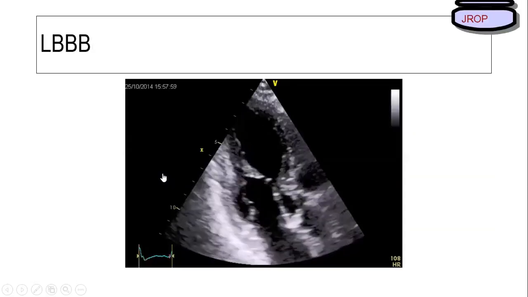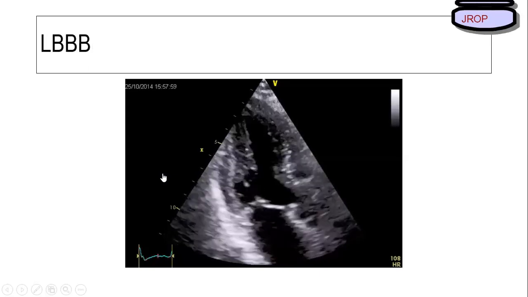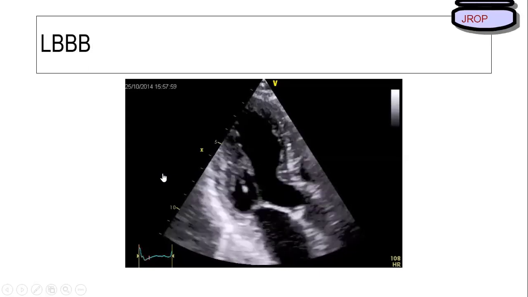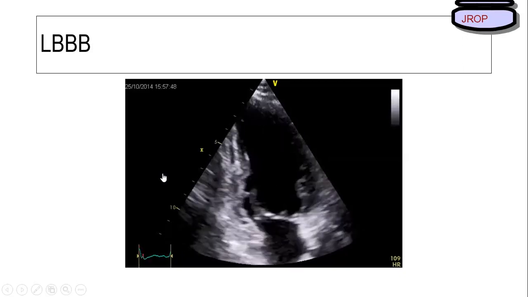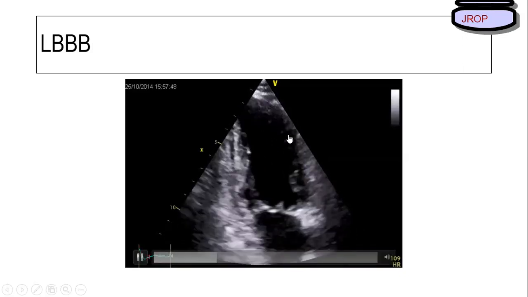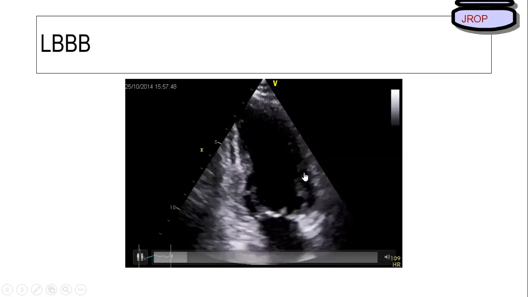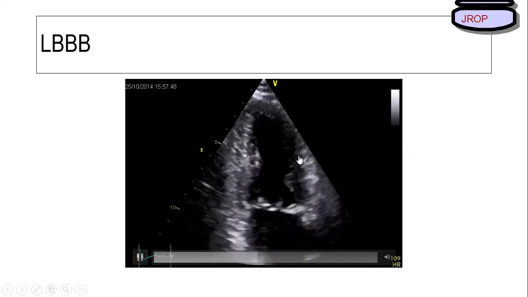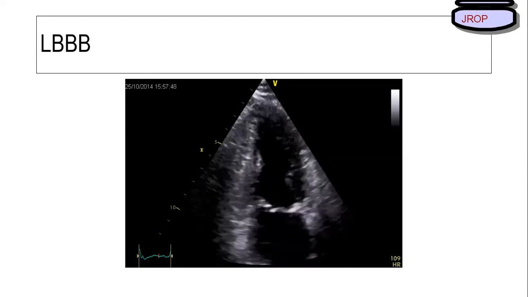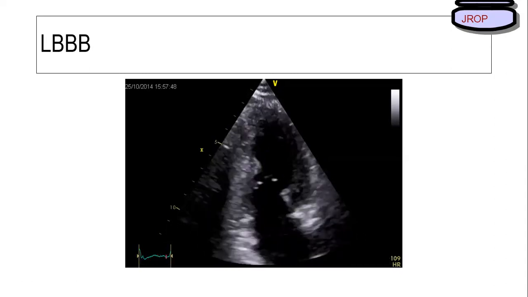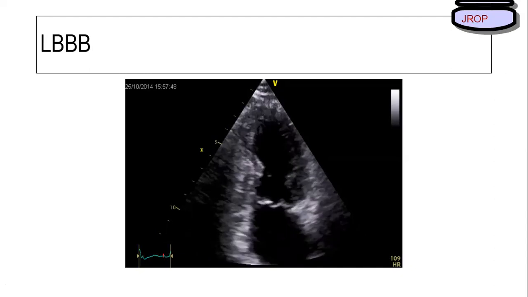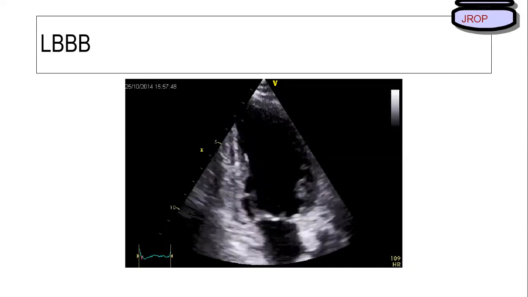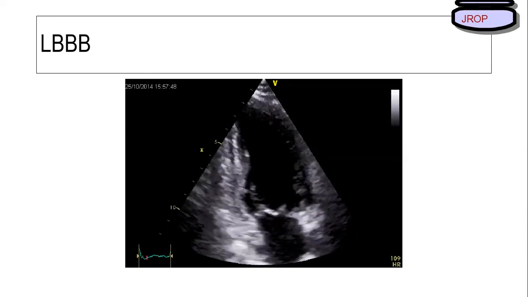Second important thing is when you have anterior wall changes, what will happen to the anterior wall? In LBBB, anterior wall function will be preserved. In CAD, anterior wall function would be affected. So that's how we differentiate LBBB, which is of no significance, versus coronary artery disease.